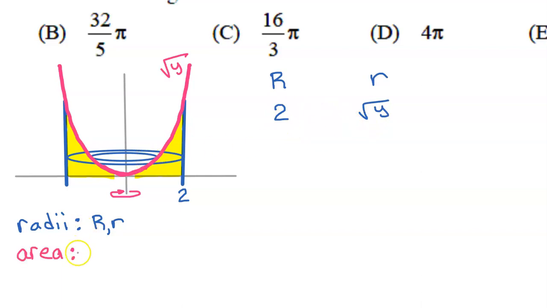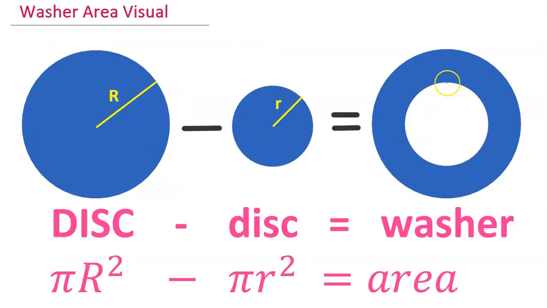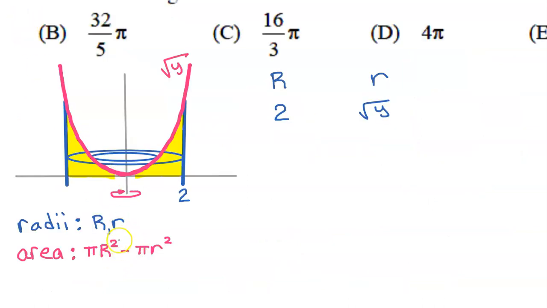Step 2 is to find an expression for the area of the washer. You can visualize the area of a washer as the area of a big disk minus the area of a small disk. In other words, the area of a washer is pi big R squared minus pi small r squared. Since we already have an expression for big R and small r, we can write an expression for the area of a washer by writing pi big R squared minus pi small r squared.